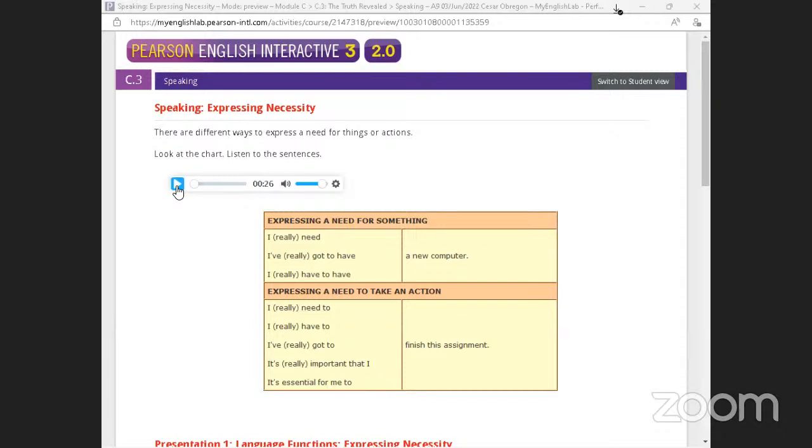Okay, let's do it. I really need a new computer. I've really got to have a new computer. I really have to have a new computer. And check it out: I need, I got to have, I have to have. Now, when you add the "really," you're giving that extra emphasis.